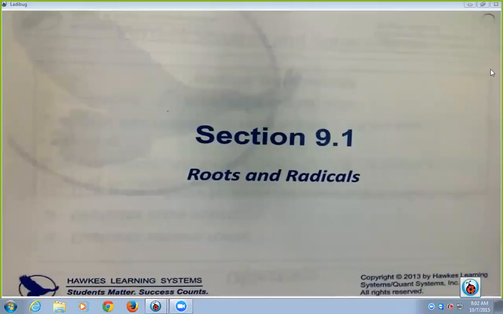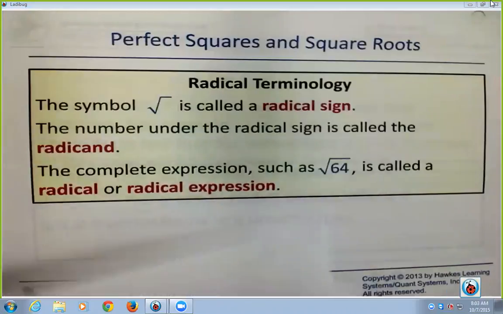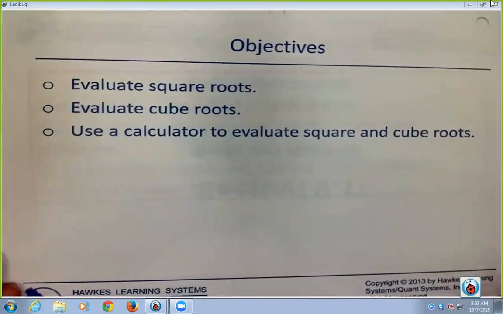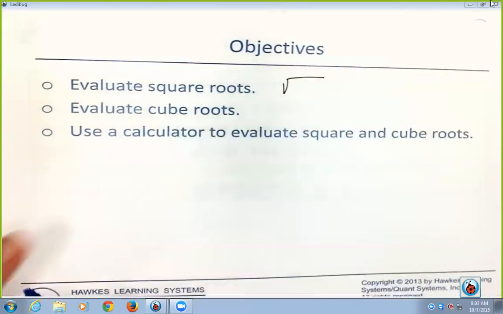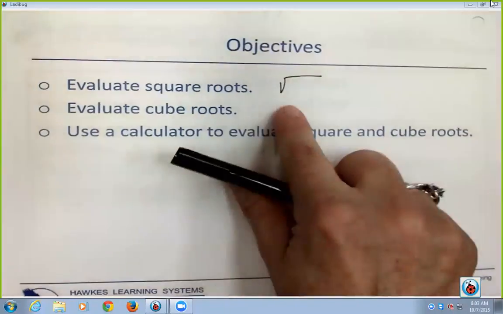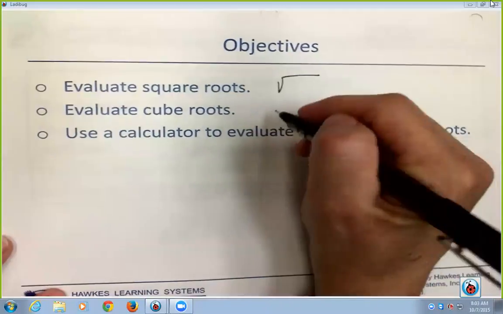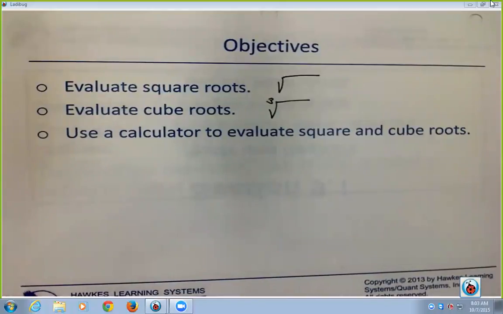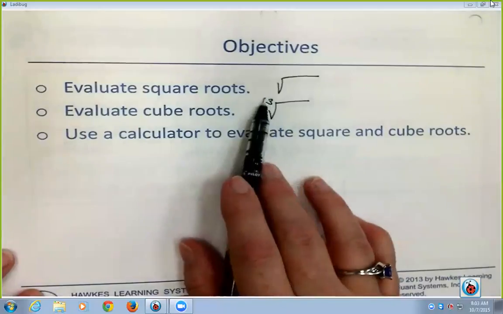So in starting, we have, of course, roots and radicals, and with these, what we're going to do today is we're going to evaluate square roots. Square roots are the ones that have a simple symbol of a radical symbol, and that happens to be this. And then we also have cube roots, and cube roots have an index involved. So they're going to have something up here that's going to have a 3 in here.